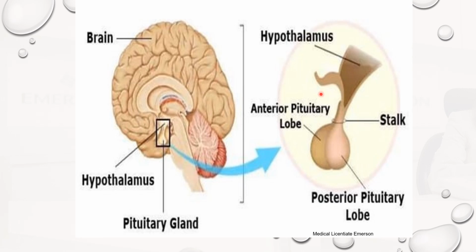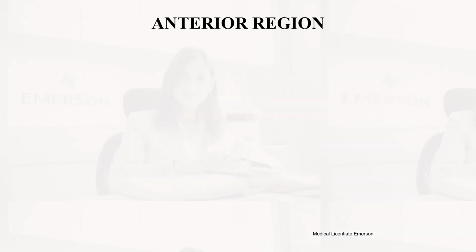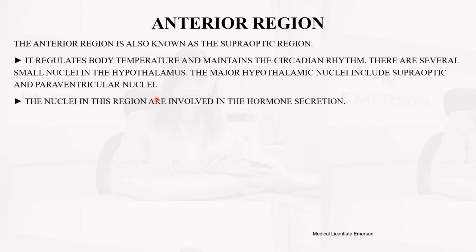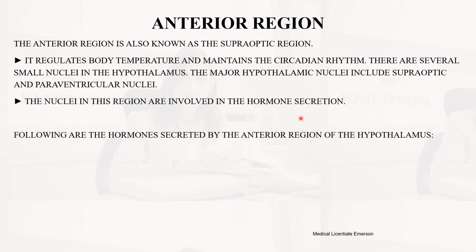So I have the anterior lobe and the posterior lobe. Let's start with the anterior lobe. The anterior region is also known as the supraoptic region. It regulates body temperature and maintains the circadian rhythm. There are several small nuclei in the hypothalamus. The major hypothalamic nuclei include the supraoptic and the paraventricular nuclei. The nuclei in this region are involved in hormone secretion.